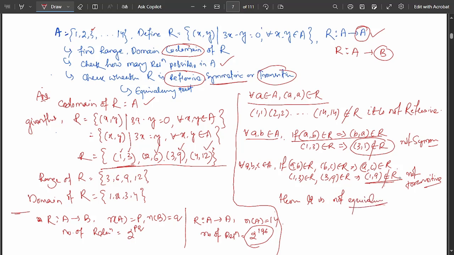Because a relation is an equivalence relation when it satisfies all the three properties, that is reflexive, symmetric and transitive. So the relation here is not an equivalence.